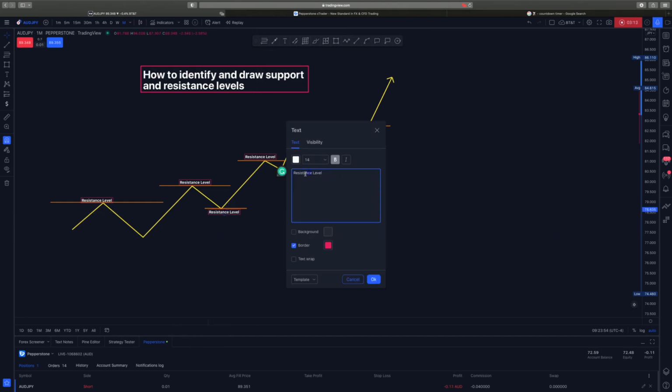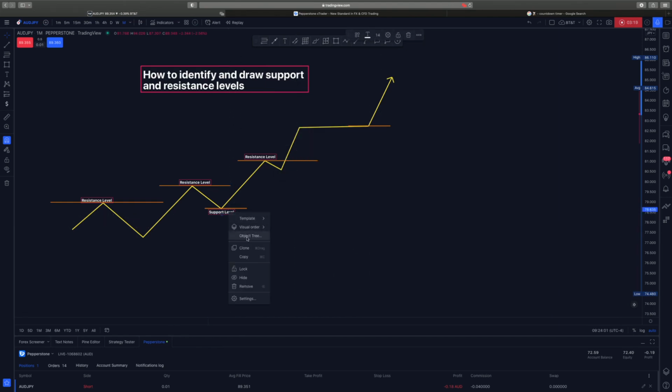A support level acts as a base to a market trend. So this is a support level. We do have another support level here, and we also have another support level there. And finally, we have another support level there. So this is how we identify a support and resistance level.